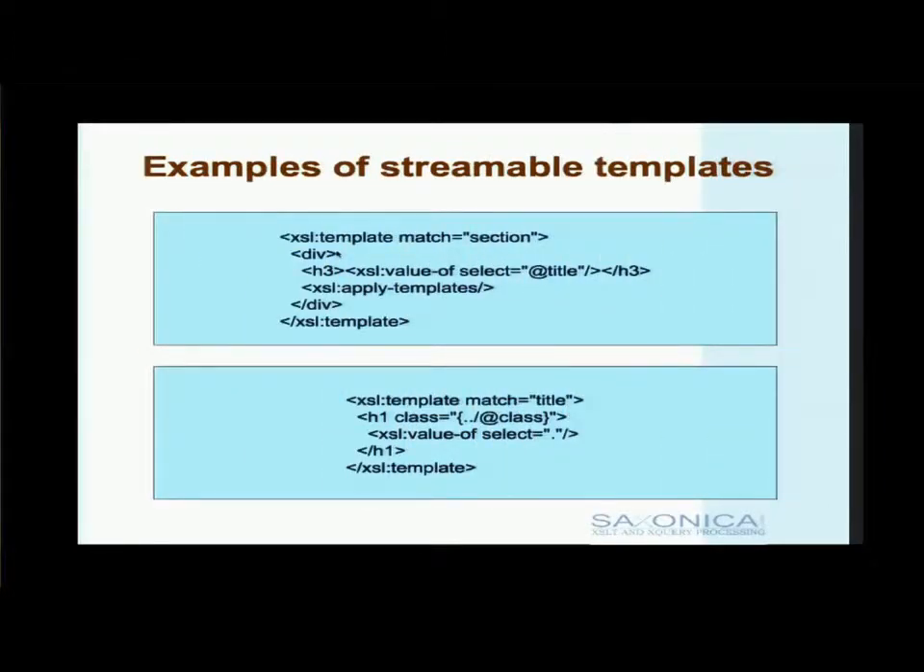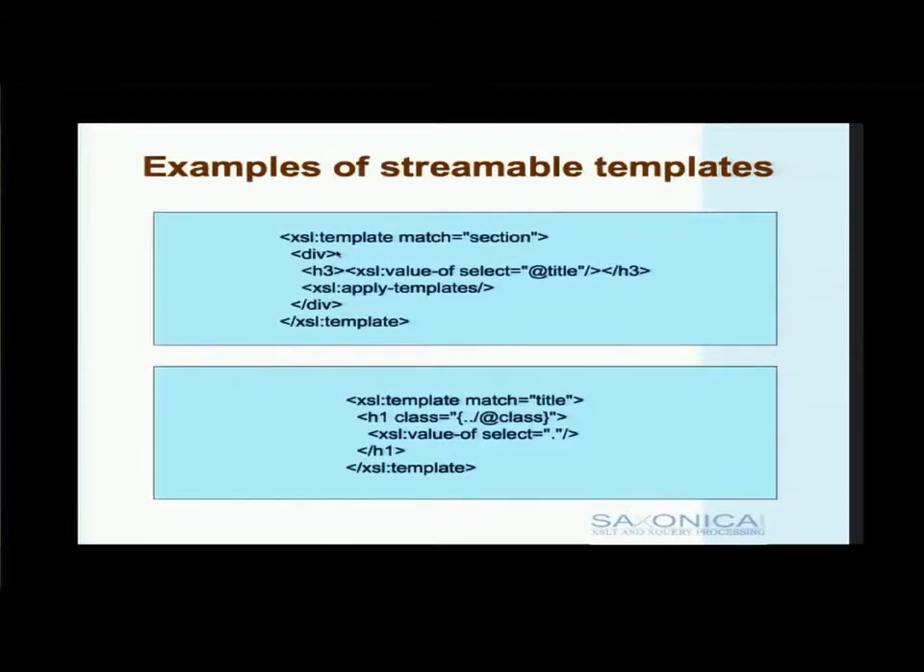Here are a couple of examples which I'll introduce because I'm using them. They're both streamable. The first one matches sections. It outputs a div element, then outputs an H3 element. That H3 element doesn't do a downward selection, it's just selecting an attribute, so that's okay. It doesn't return the attribute, it atomizes it, so that's okay. Its single downward selection is the xsl:apply-templates call.